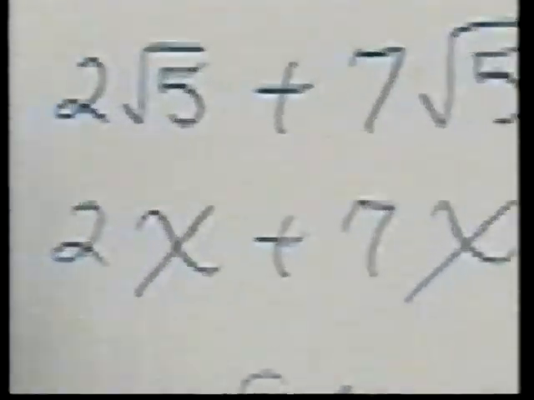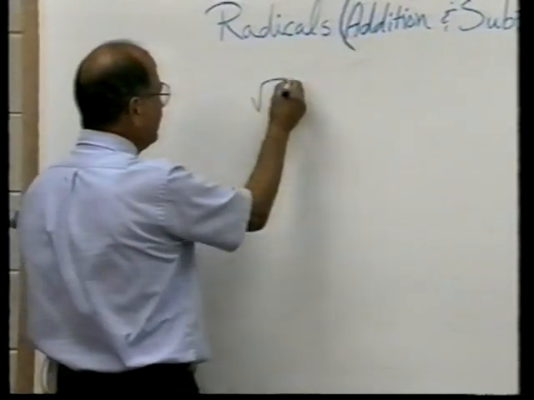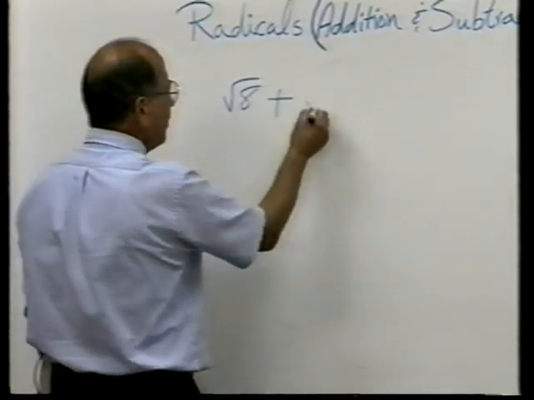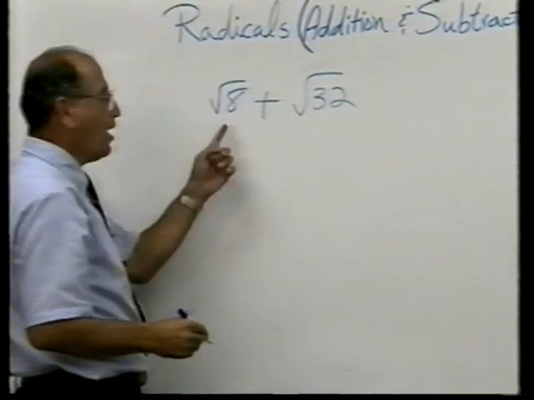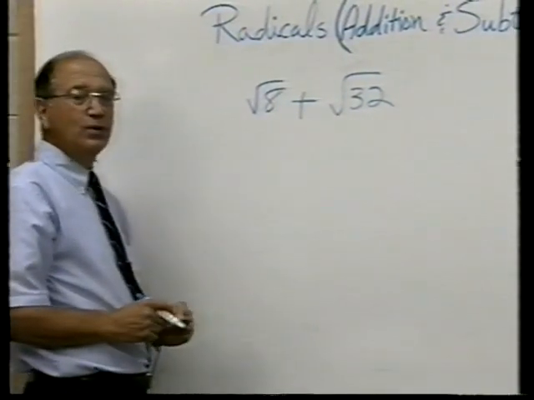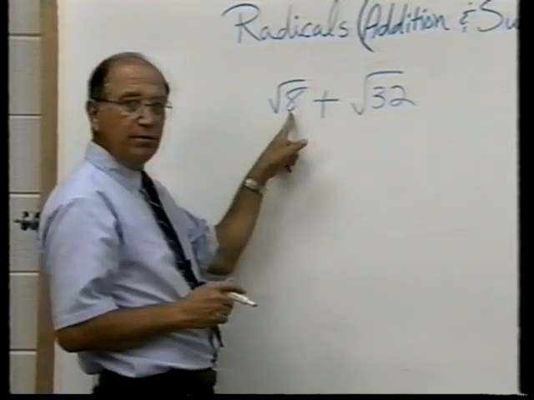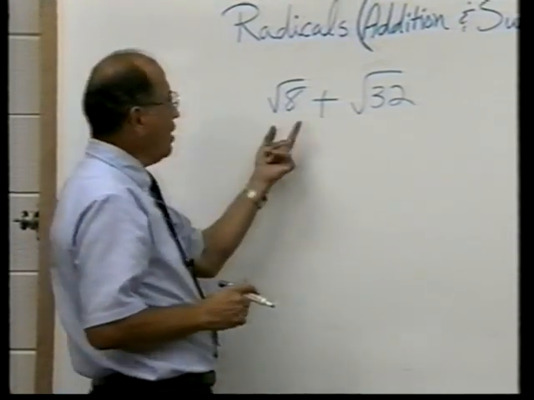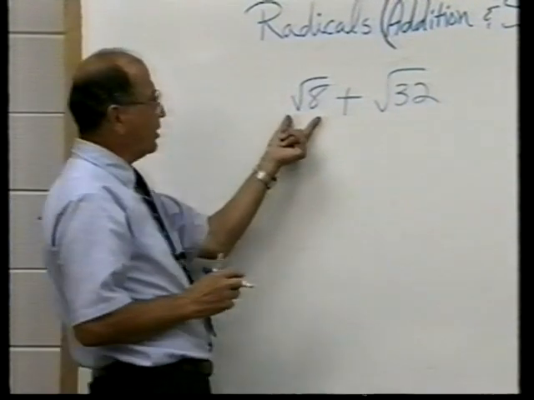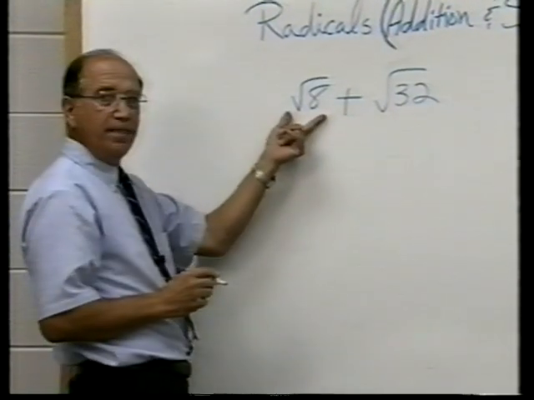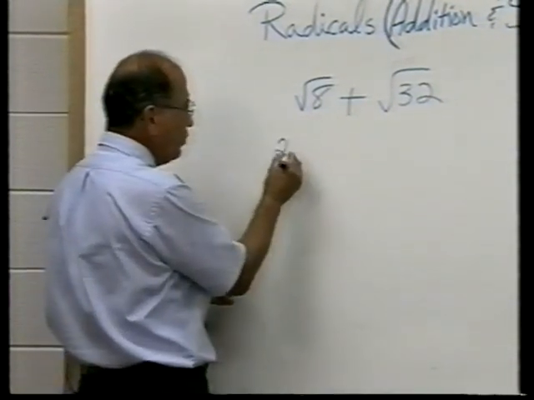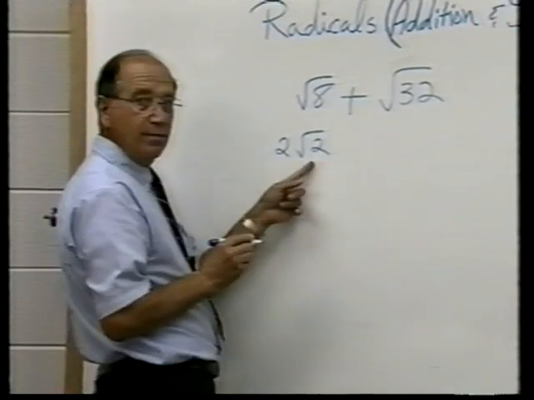Let's try an example. It is radical 8 plus radical 32. Uh-oh, we cannot add these. Why not? Because the radicands, the numbers inside the radical, are not identical. Well, can we simplify this? We sure can. Let's see, what's radical 8? Well, that's the same thing as 2 radical 2.